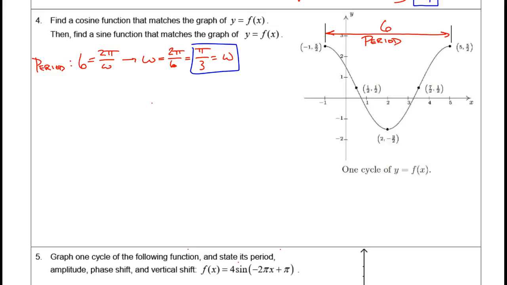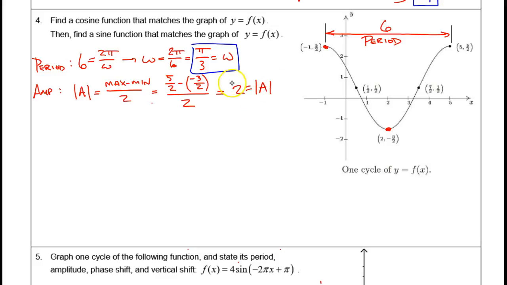The next thing we can do is look at the amplitude of our function. In order to talk about the amplitude, I really need to look at the max value, which is 5/2, and the min value, which is negative 3/2. Remember, the absolute value of A, or our amplitude, is equal to max minus min over 2. My max is 5/2. My min is -3/2. I have to divide that by 2. 5 minus -3 is 8. That's 5 plus 3, that's 8. 8 divided by 2 is 4. And then 4 divided by 2 is 2. So our amplitude is 2.